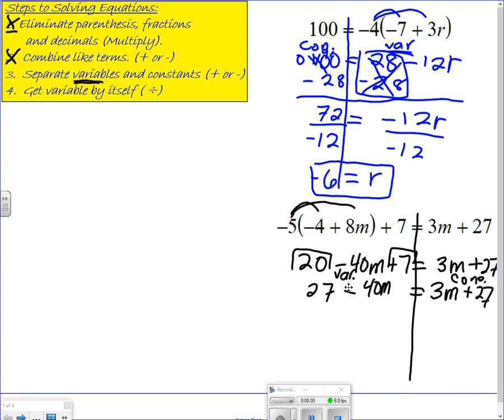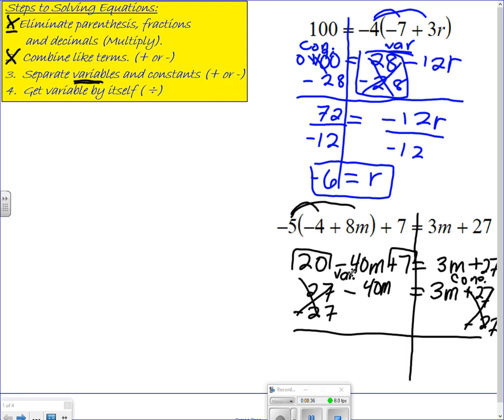So on the left, I want letters. Both of these have a letter. 27 has no letter, so get rid of it. The opposite of 27 will be -27. And then what you do to one side, you must do to the other. Where are you going to put it? Beneath the 3m or the 27. If you put it within the numbers, -27 should be right here. 27 and -27 are opposites, they cancel. That means there's nothing left over.